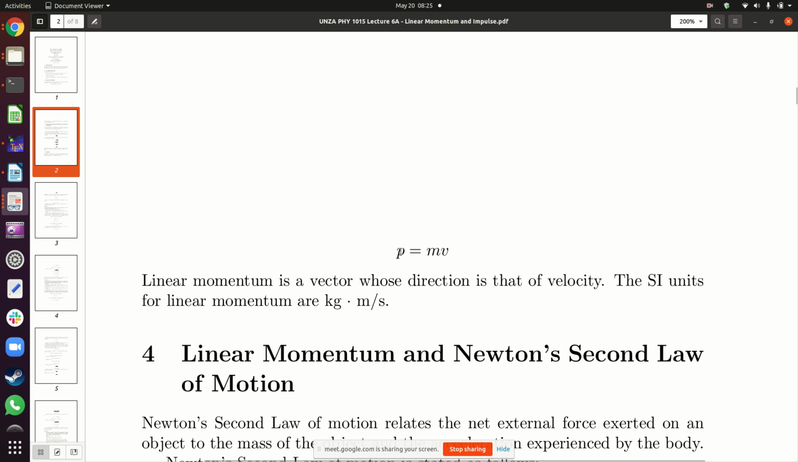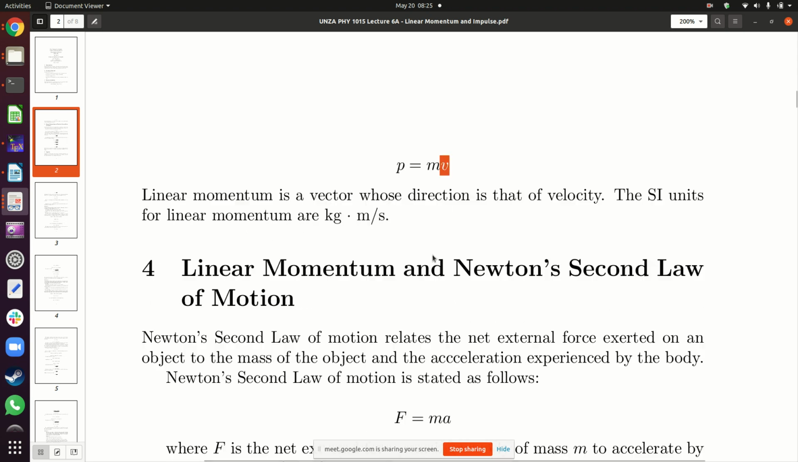So here, this is the formula for how we get linear momentum. P is equal to the mass of the object multiplied by the velocity. The other thing I want to bring to your attention is, of course, the SI units. Mass is measured in kgs, and you're multiplying it by velocity, which is measured in meters per second. So the units of linear momentum are kg meters per second.